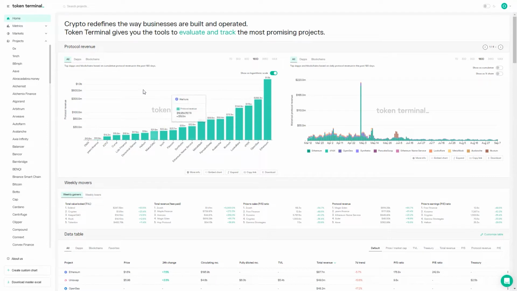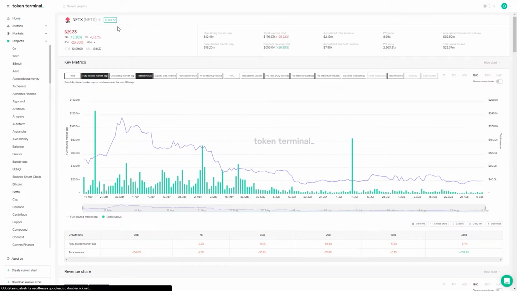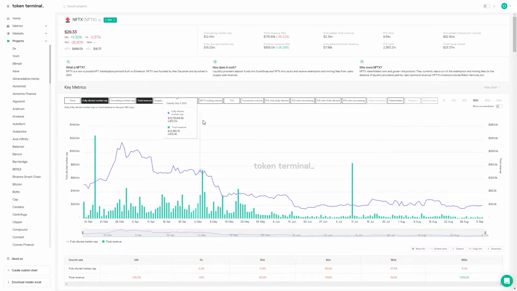Today, I'm joined by Quag from NFTX, a liquidity protocol for NFTs.